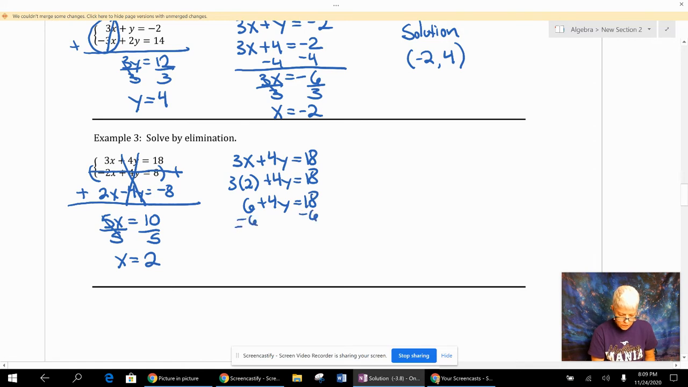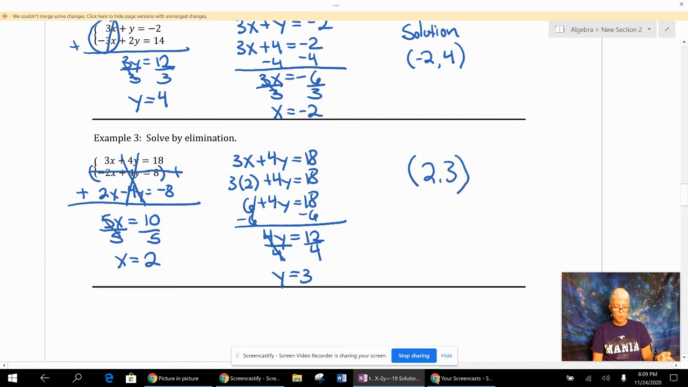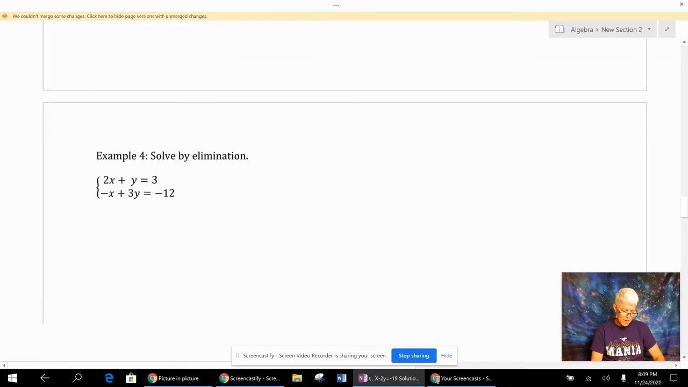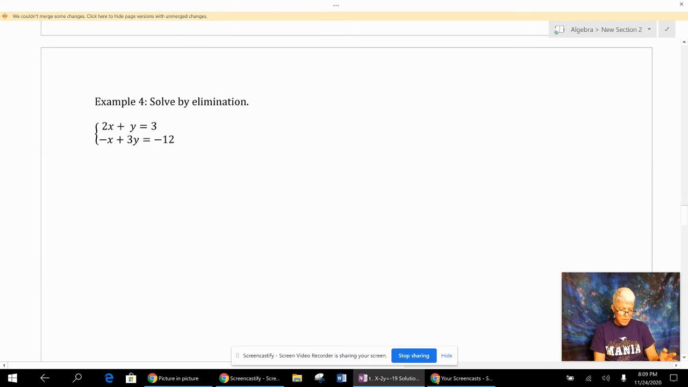Move that 6 over. 4y equals, what does it equal? 12. Divide by 4, divide by 4. Y equals 3. But I'm not done until I put the 2 into an ordered pair as a solution. Moving on. We're not going to do all of these.